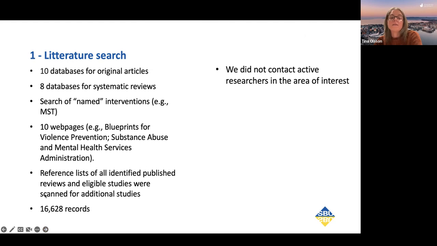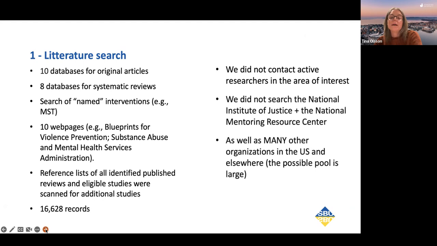We did not contact active researchers in the area of interest. And we did not search the 2 databases that DuBois searched for his comment, which was the National Institute of Justice and the National Mentoring Resource Center. And in addition to that, there were many other, for sure, possible organizations and web pages that we did not consult.